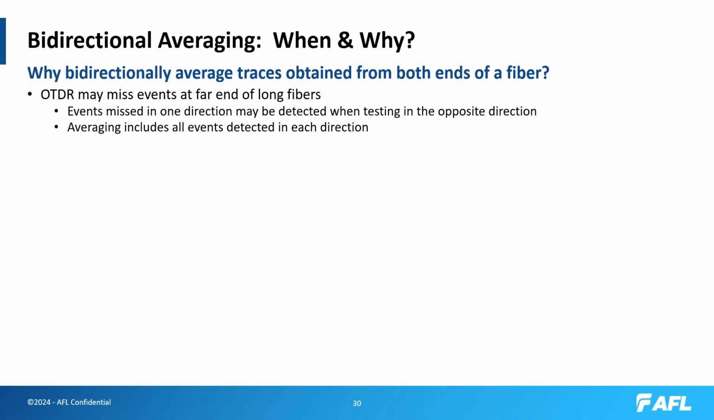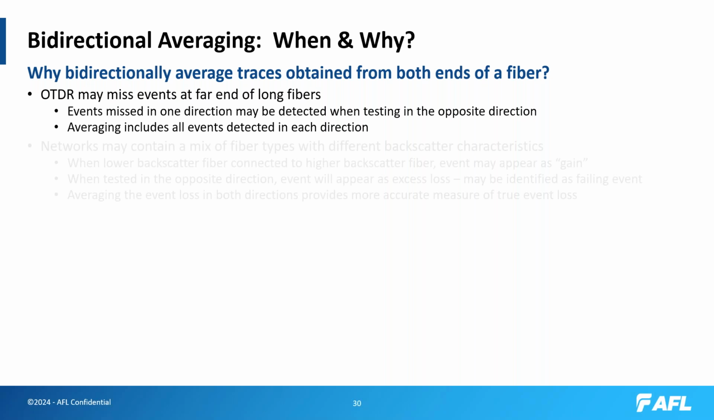So bidirectional averaging, when and why? As you know, you could miss events at the far end of long fibers because the pulse width isn't wide enough or you don't have enough dynamic range. By testing from the other end of the fiber, you'll pick up those events that were missed from testing from the near end.